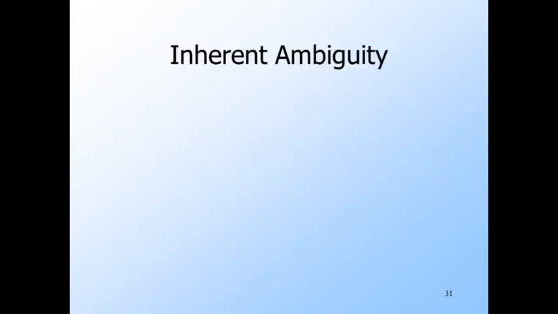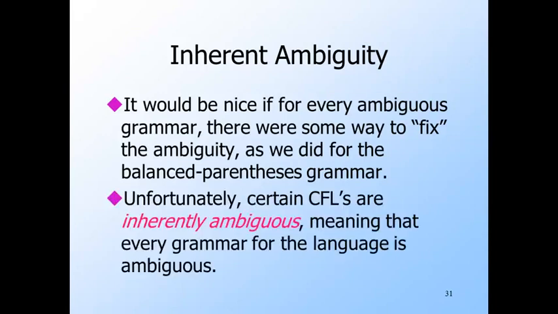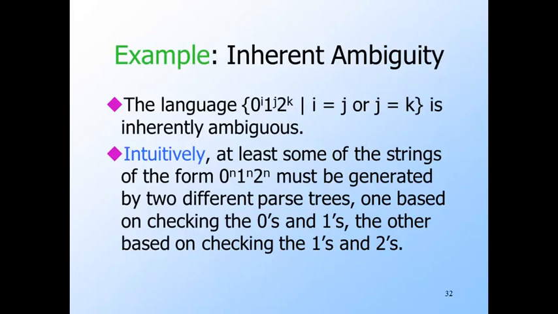For balanced parens, we found the first, simplest grammar that we wrote down was ambiguous, but we were able to redesign the grammar to make it unambiguous. One might hope for an algorithm that would do that for any ambiguous grammar. But alas, there cannot be such an algorithm. There are certain context-free languages for which every grammar is ambiguous. Such languages are called inherently ambiguous.